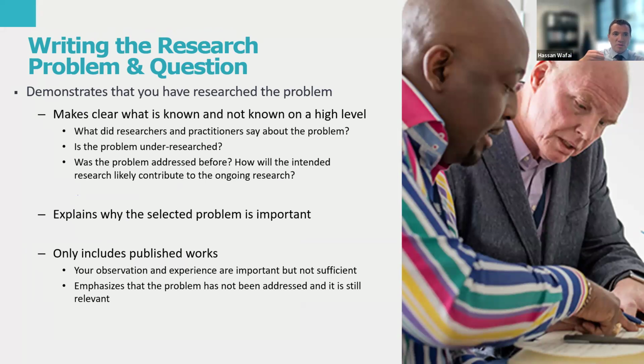So once you're clear about the research problem and research question, then you need to write them. When you write them, you need to demonstrate that you have researched the problem. Someone could tell me, well, we don't have access to peer-reviewed publications. You don't need to buy access. You could go to Google Scholar and type keywords relevant to your research and look at the abstracts of the papers, and that will be enough at this point. In writing, make it clear what is known and not known at a high level. What did researchers and practitioners say about the problem? Is the problem under research?